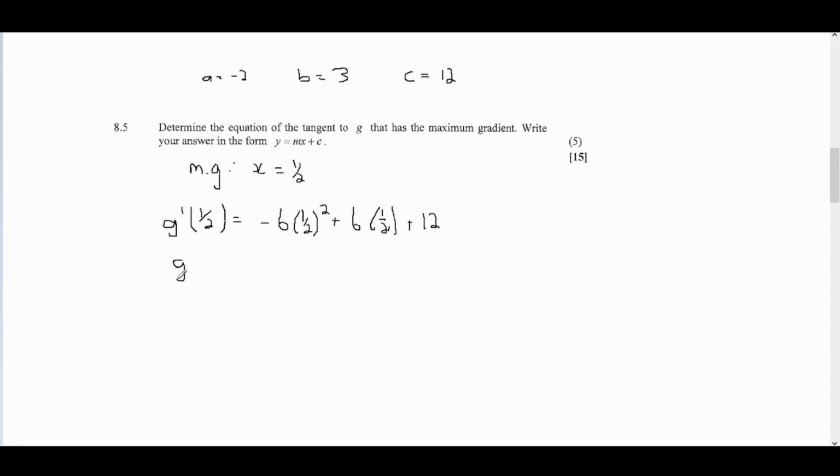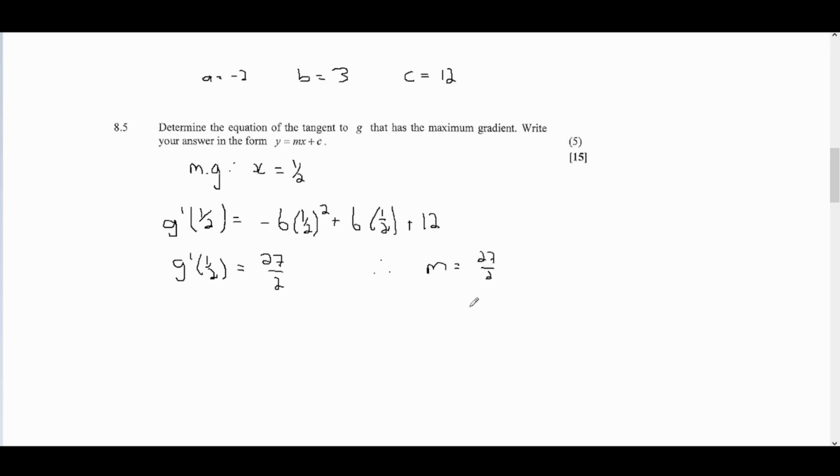We can then type all of this in our calculator. I feel like I said that a lot this series. And if we type all of this in our calculator, we end up with 27 over 2. Okay, or in other words, our gradient is equal to 27 over 2. With this value, we have our m value.